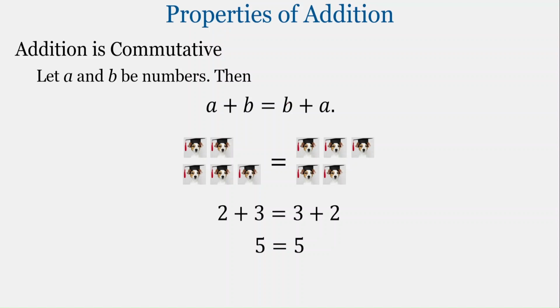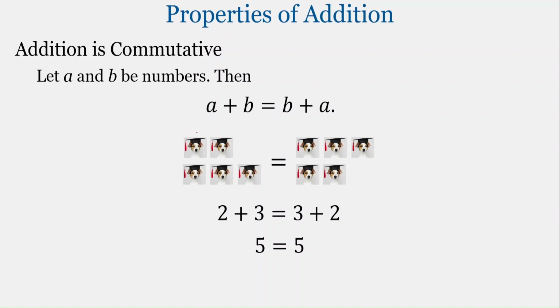We will start with the commutative property of addition. Addition is commutative, which means that we can reverse the order of two numbers being added without changing the sum. So a plus b is equal to b plus a.